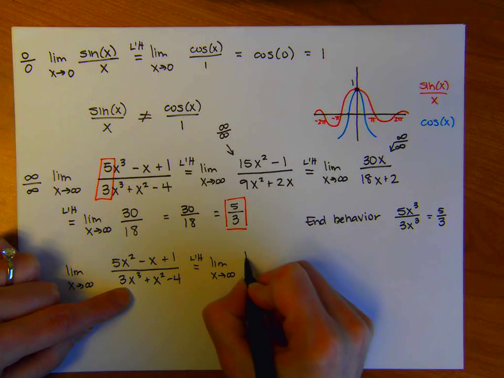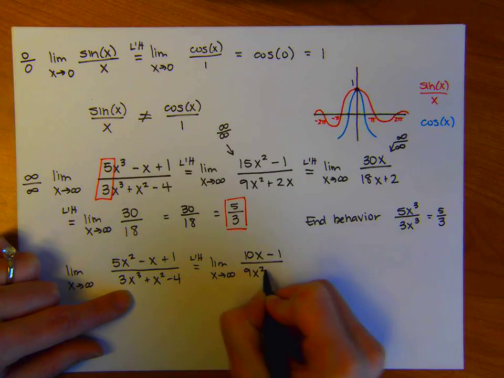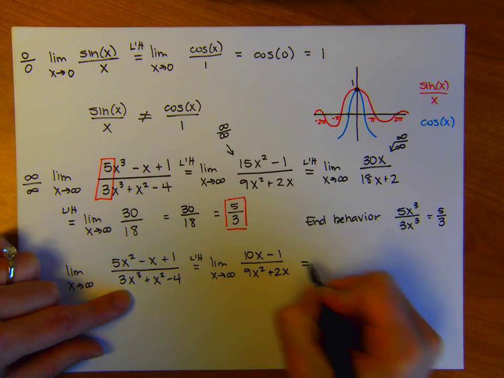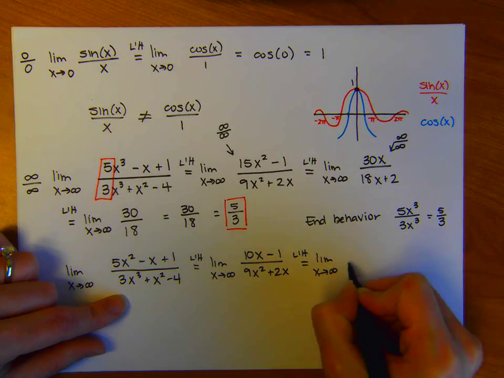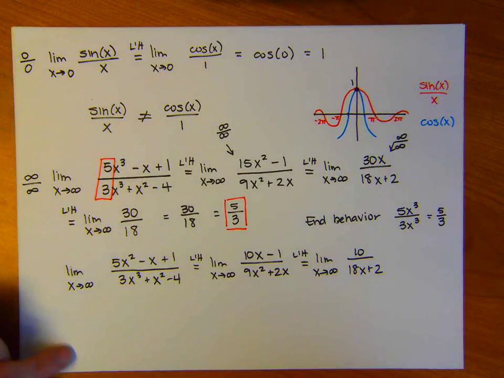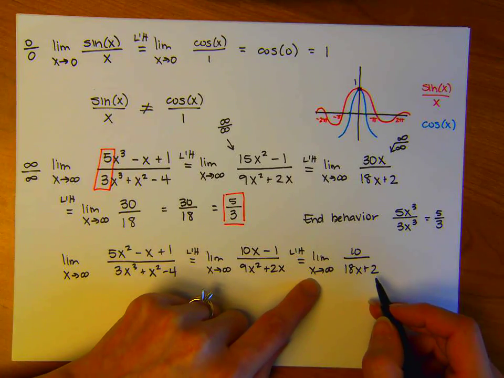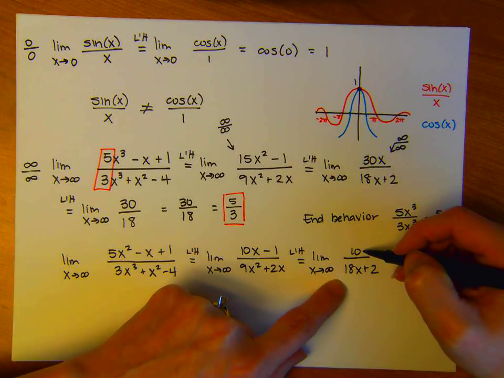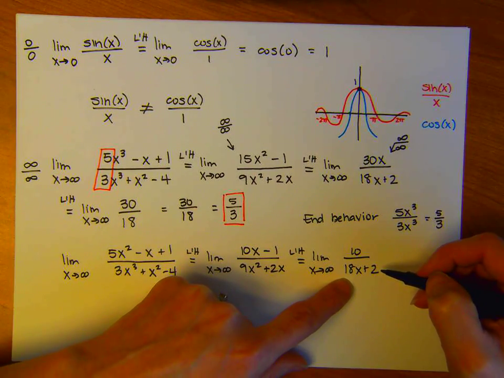But notice if I apply L'Hopital's, I get 10x minus 1 over 9x squared plus 2x. Notice that's still infinity, so we can apply it again. Now I'd have 10 over 18x plus 2. Here's where we need to be careful. I cannot apply L'Hopital's rule from here because I don't have infinity over infinity anymore. The limit as x approaches infinity of 10 is 10. So I really essentially have 10 over infinity.